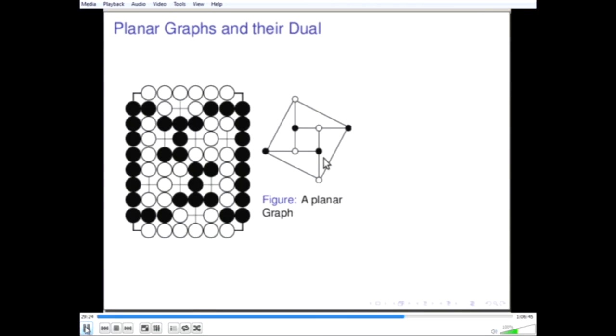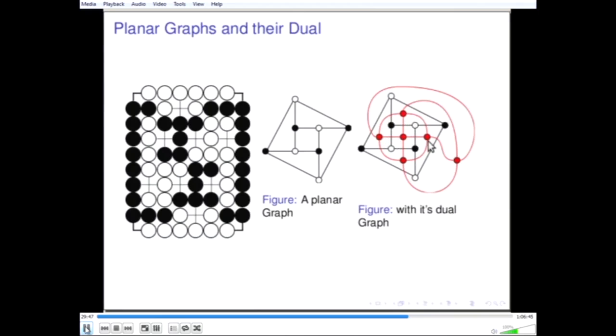Well, any planar graph has a dual graph, which is constructed by giving each region, such as a triangle, a node, and for each edge in the original graph, we have an edge linking the two nodes of the neighboring regions. So that red graph here is a dual graph of this graph. So each planar graph has a dual graph, and the dual graph of a dual graph is the original graph. So that's a nice result or notation from graph theory, and one could wonder what this dual graph corresponds to on our Go board.